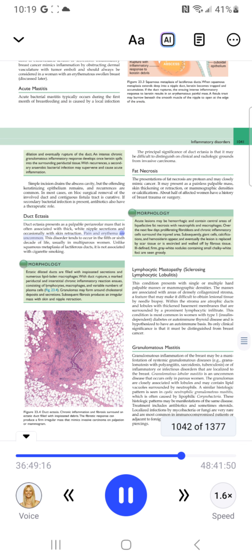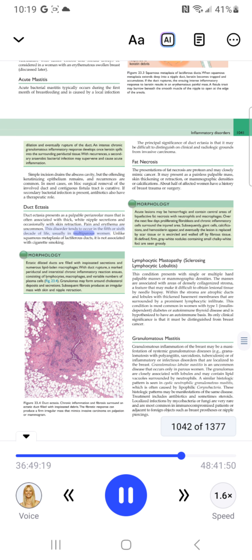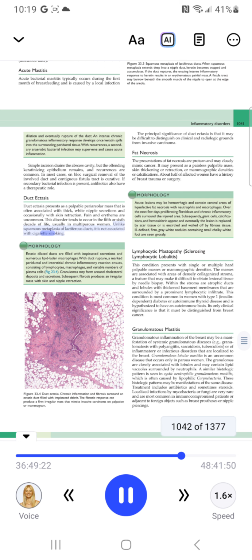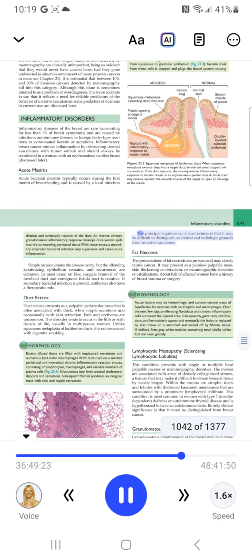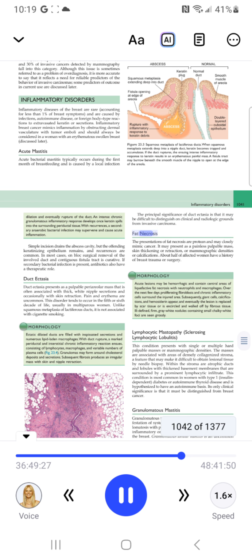Pain and erythema are uncommon. This disorder tends to occur in the 5th or 6th decade of life, usually in multiparous women. Unlike squamous metaplasia of lactiferous ducts, it is not associated with cigarette smoking. The principal significance of duct ectasia is that it may be difficult to distinguish on clinical and radiologic grounds from invasive carcinoma.